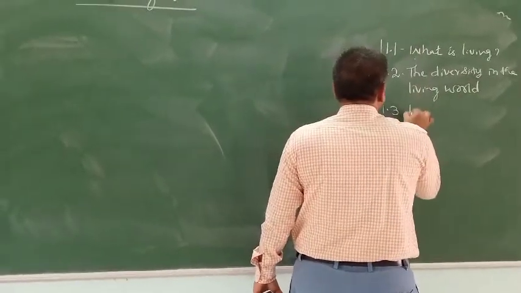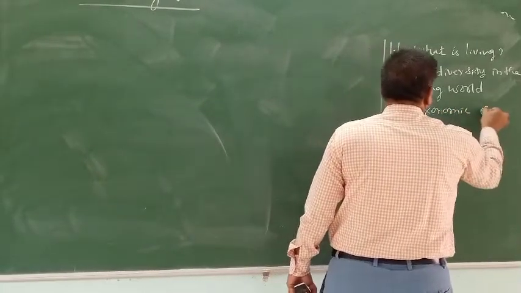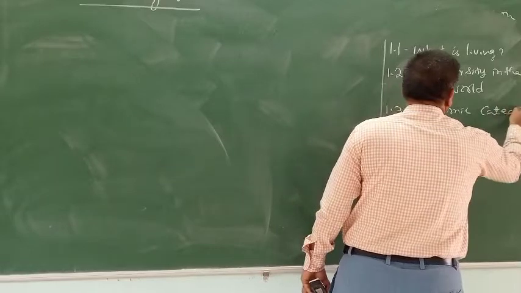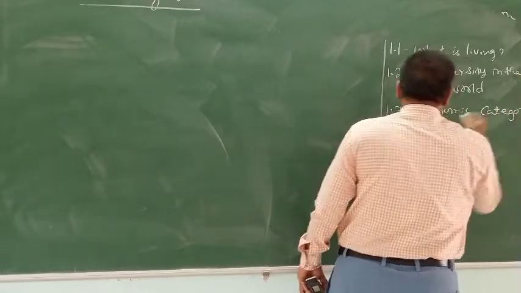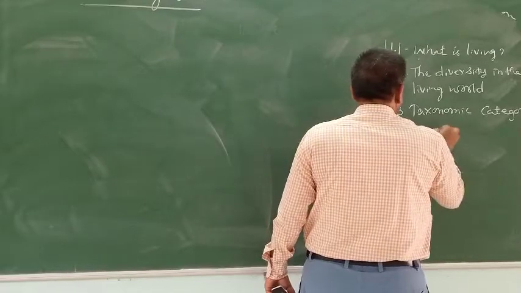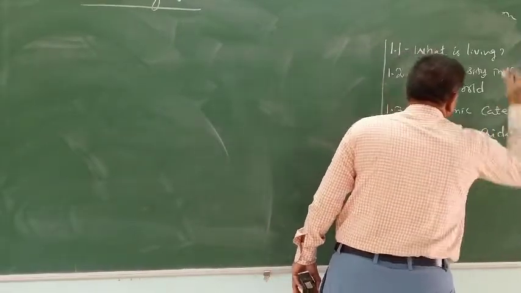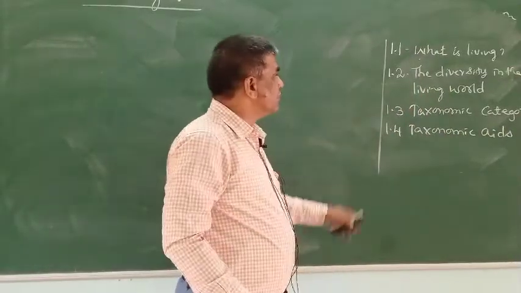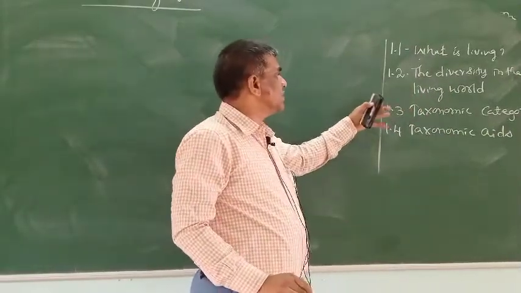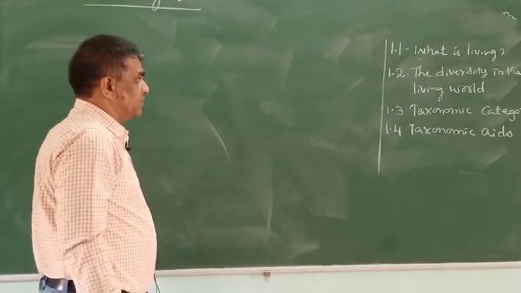And the third one is taxonomic categories. Taxonomic categories. Okay, and the fourth one is taxonomic aids. So these are four different contents you are supposed to study from this first lesson of the first unit.